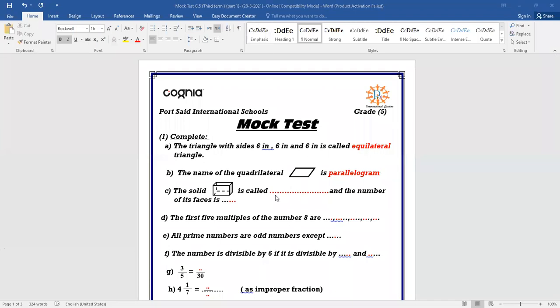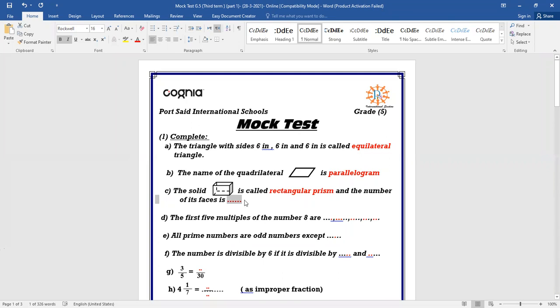The next one. Yes, Aysel. The name of this solid is. Rectangular prism. Because if the base is a square, it will be a cube. But here the base is a rectangle. How many faces in this prism? 8 faces. Sure?